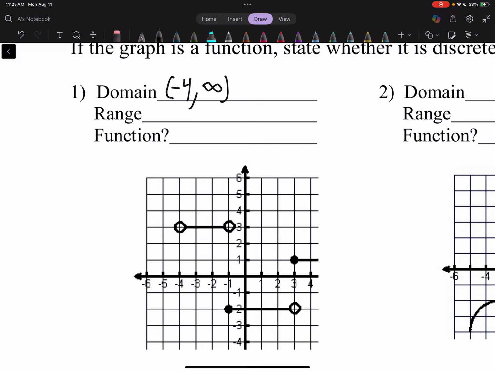My range, I'm going to touch -2, then I'm going to skip to 1, and then I'm going to skip to 3. So I'm going to use set notation, and I'm going to say this is the set of values of -2, of 1, and of 3. Those are the only three numbers I will have in my range. And this is a function.